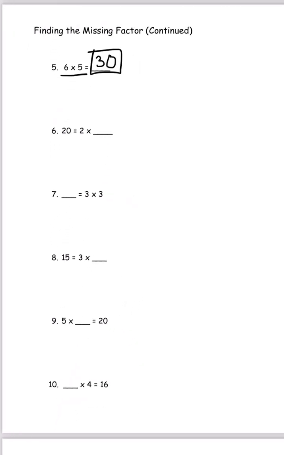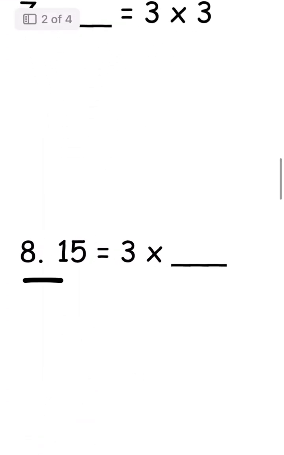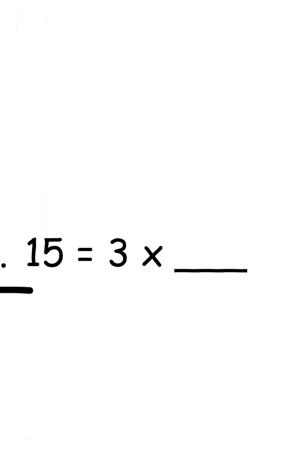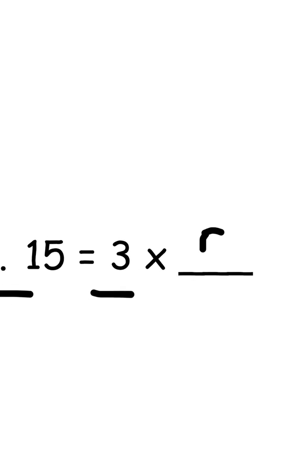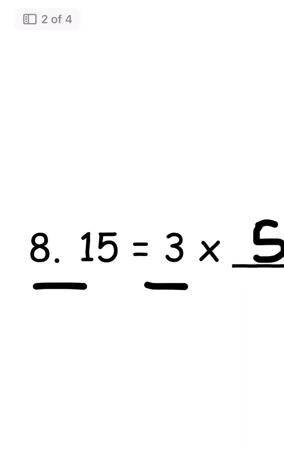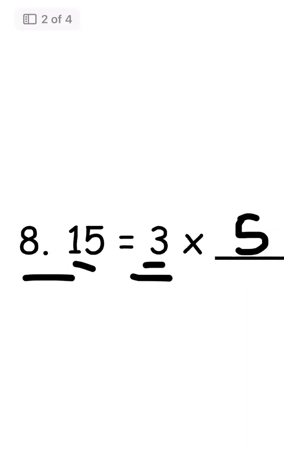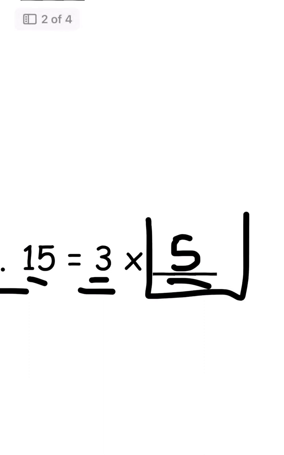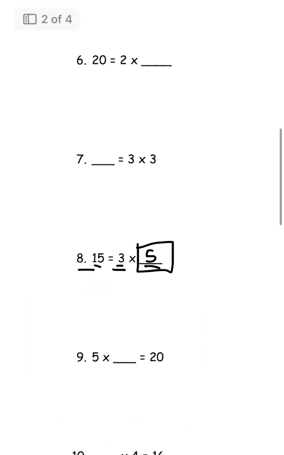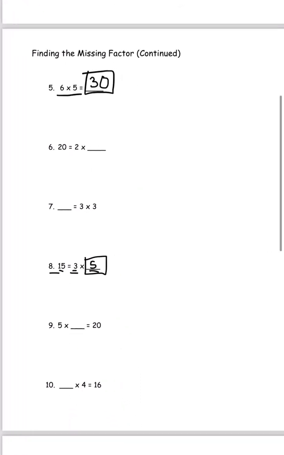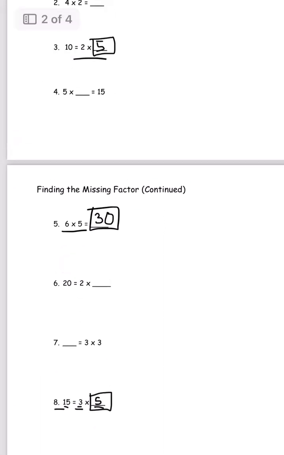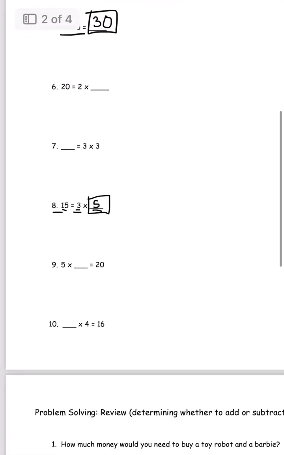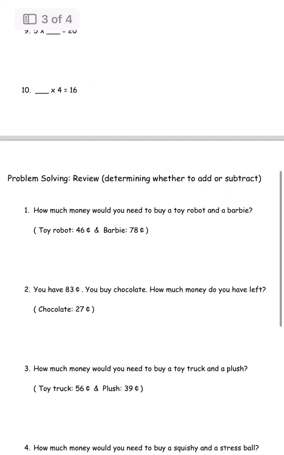And then let's try number 8 then. So 15 equals 3 times something. And we know that that's 5, right? Or we could also try 15 divided by 3 is 5. So it's going to be 5. Number 8 is going to be 5. The rest of them, it's similar, so you guys could try. Let's move on to the next page.